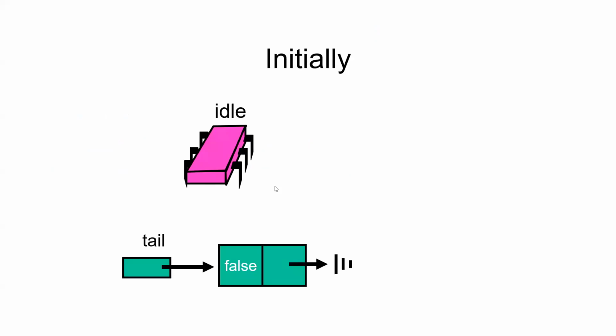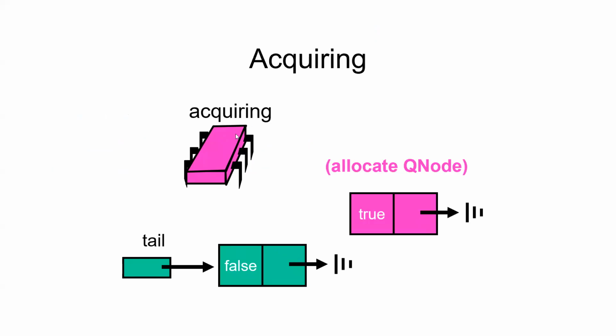All right. Now, initially, if it is the first thread, then the tail will be pointing to null. Let us assume in this case that some thread is already in the critical section. Now this particular pink thread is initially idle. Whenever this thread wants to acquire the lock, it will create a queue node.